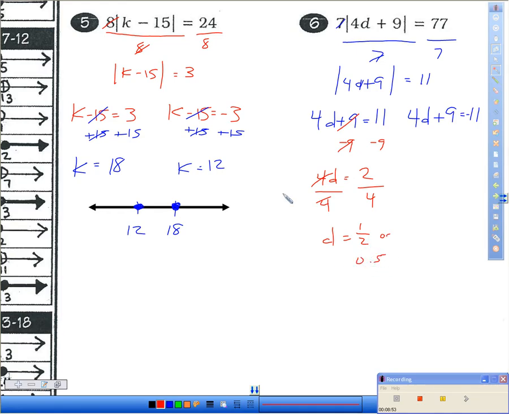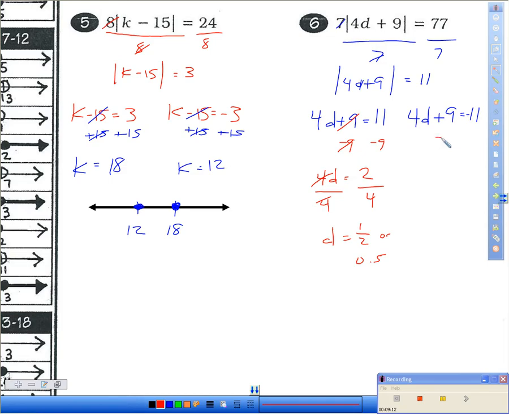Well, let's continue to check our answers just to make sure that we've done these correctly. 4 times 1/2 is 2. 2 plus 9 gives us 11. The absolute value of 11 is 11. 11 times 7 gives us 77. So we know we did that one correctly.